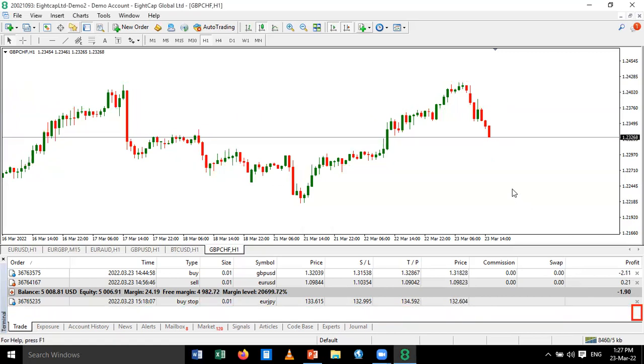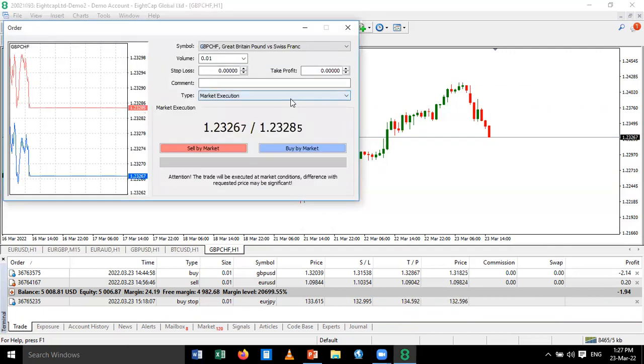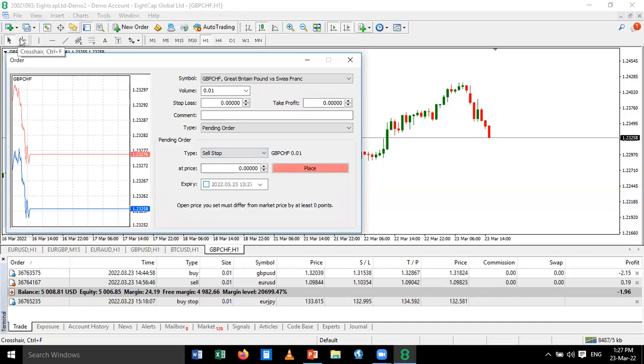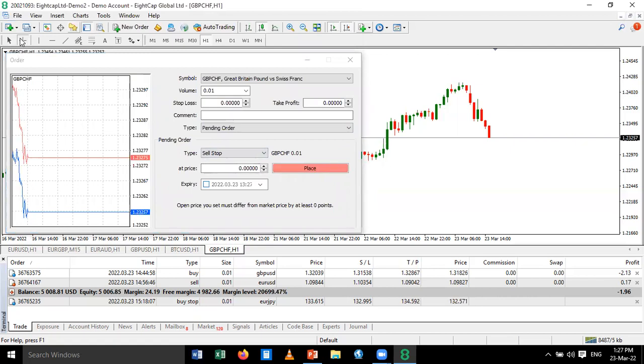By clicking on the X, I've deleted this particular sell limit order. I want to place a new order for sell stop, a pending sell order that is below current market price. Click on new order. Select pending order. Then I select sell stop. At what price do I want my sell stop order to be taken out? What price do I want to take it out?